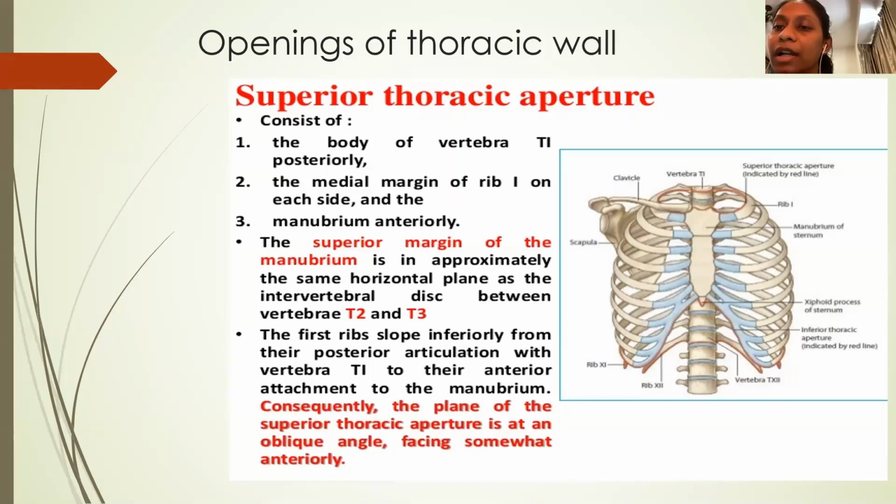The superior margin of the manubrium is at a horizontal plane between the intervertebral disc of vertebra T2 and T3. And the first rib, as I've said before, slopes inferiorly from the posterior articulation with the T1 vertebra to the anterior attachment to the manubrium of the sternum. So the plane of the superior thoracic aperture is at an oblique angle, facing somewhat anteriorly.